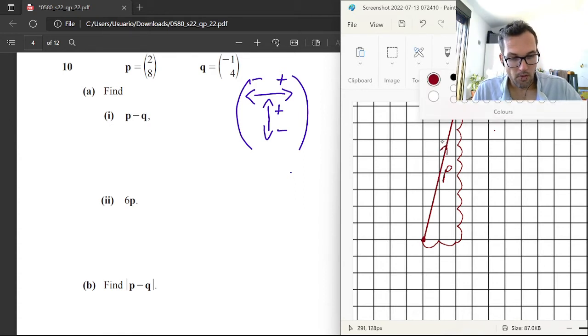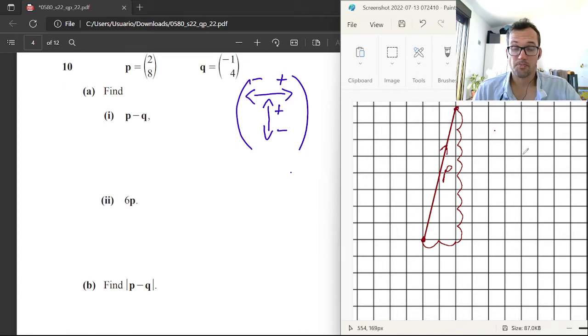Okay, then for the other vector, Q, starting at the same point, we have a -1 at the top, which means we go 1 to the left, and then a 4. We go 4 up. 1, 2, 3, 4.